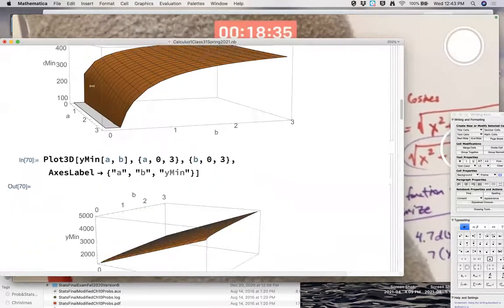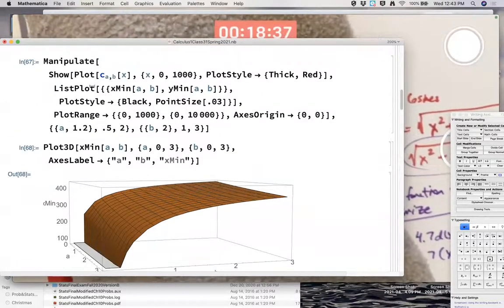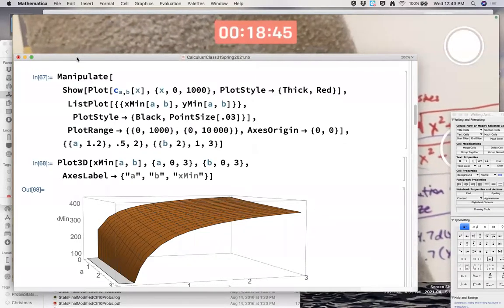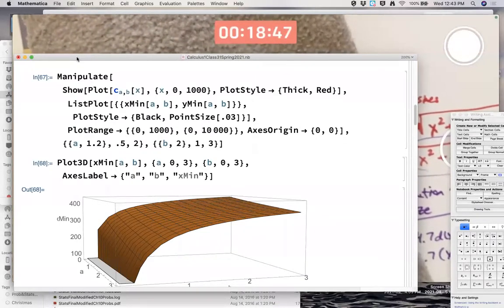And like I said, this would be really useful because what if those costs change? How is that going to affect the answer? That would be a useful thing to know, not just for pipelines, but there are other problems like this where you might be interested in knowing what happens as parameters change.